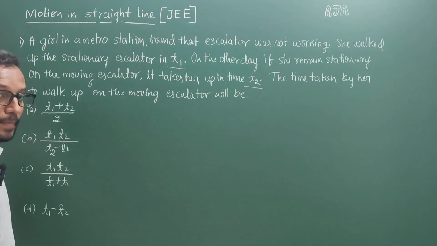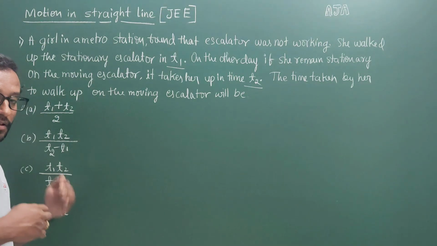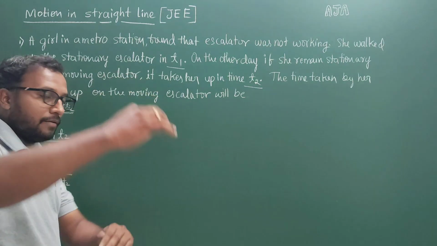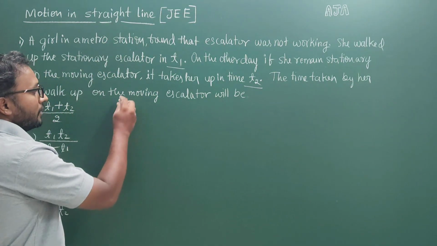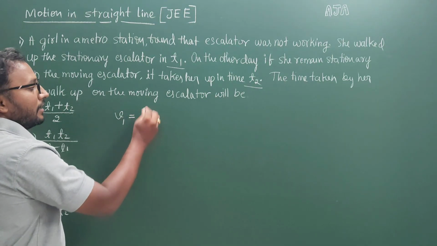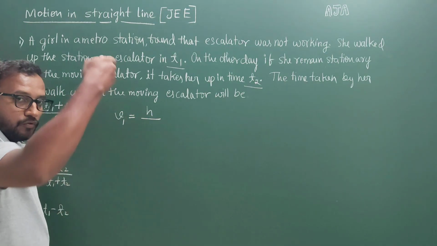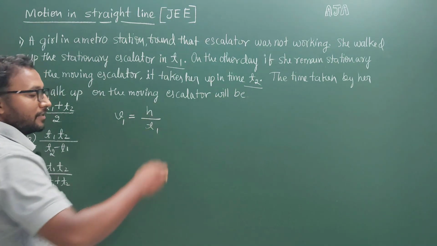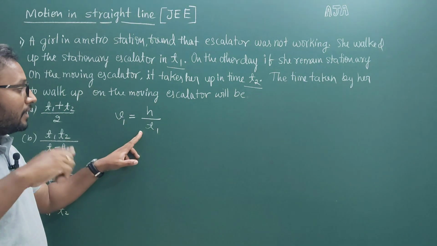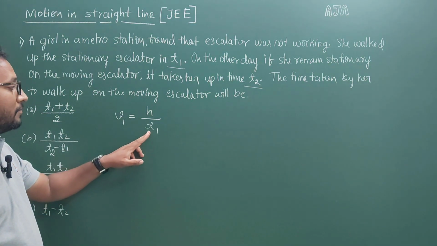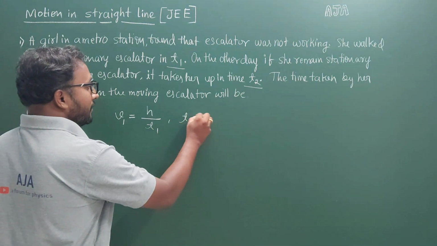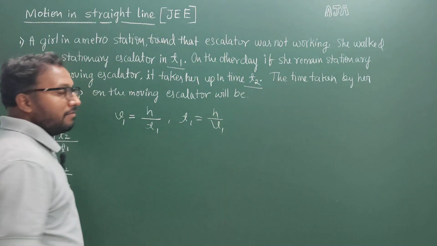Let us calculate the speed with which this girl can walk. Now assume that the escalator is bringing her from the ground floor to the first floor. The height is h. So the speed with which the girl can walk is v1, which is going to be the height between the two floors divided by the time taken. This is when the escalator was at rest and the girl is walking, taking time t1, and the speed of the girl is v1. So you can write this as t1 is equal to h divided by v1.